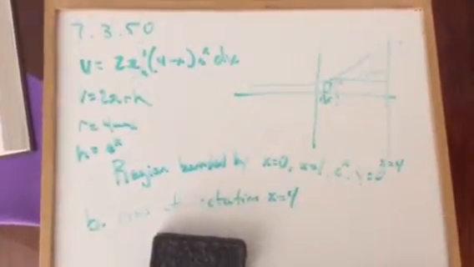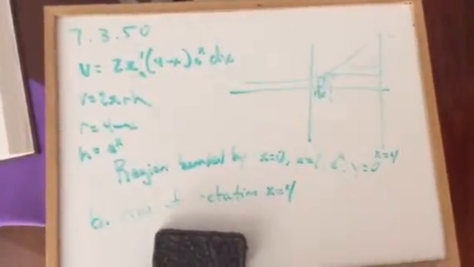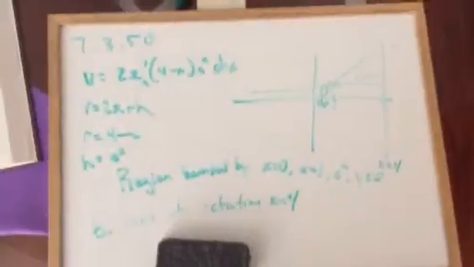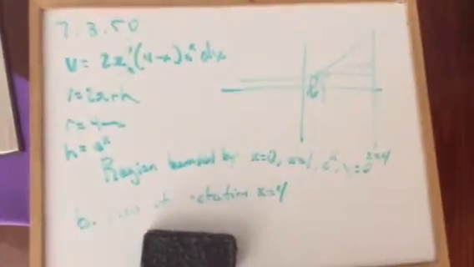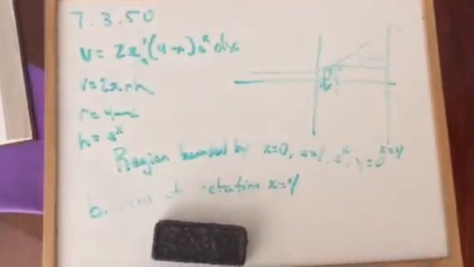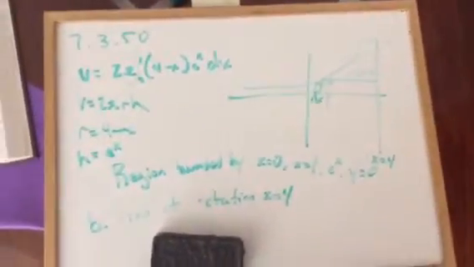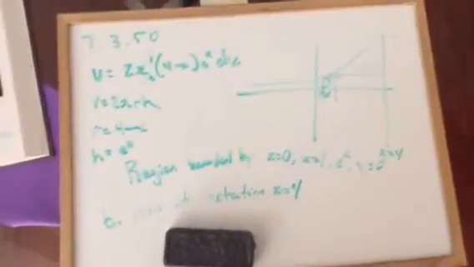So I already have my region bounded pretty quickly, because knowing that the height is e raised x, that means it has to be bounded by the x-axis, because e raised x is always positive. So therefore I came up with my region of rotation, which is bounded by x equals 0, x equals 1, y equals e raised x, and y equals 0.